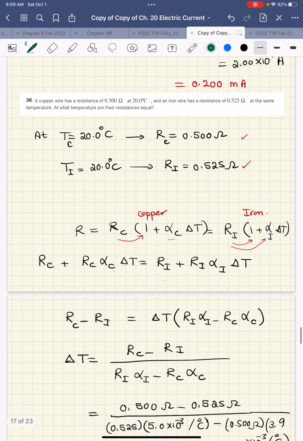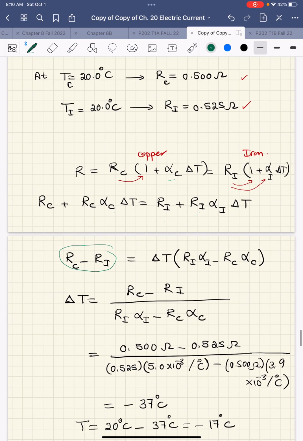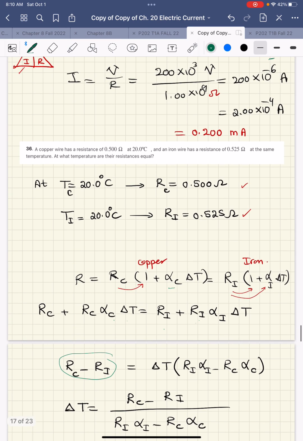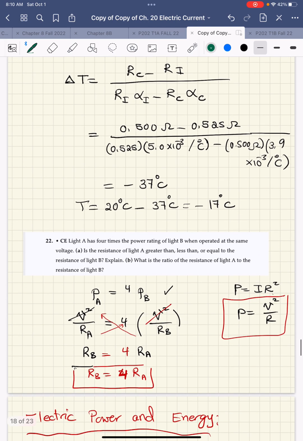I can separate these to the left and the other terms to the right because I want to find delta T. Then I will plug in my numbers, and I find that delta T is going to be -37. The initial temperature was given to be 20, and therefore T is going to be 20 degrees Celsius minus 37 degrees Celsius. It is -17 degrees Celsius. One more.